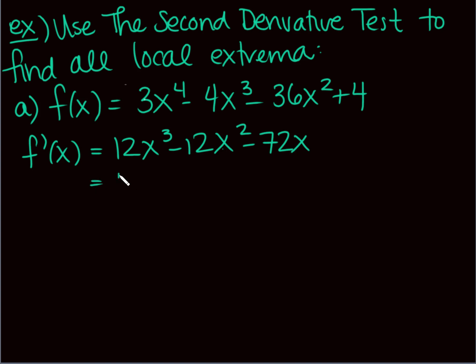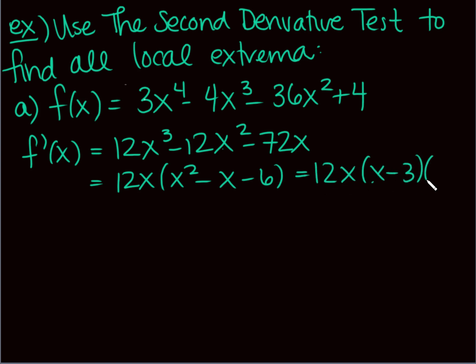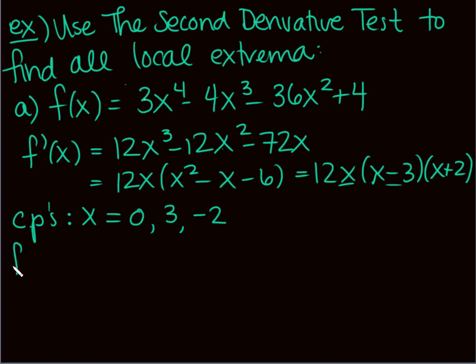So if we simplify this a little bit, I'm going to take a 12x out. I'm left with x squared minus x minus 6, I believe. So I have 12x times x minus 3 times x minus 2. Nope, plus 2. I got it. Plus 2. So what are my critical points? My possible values for extrema are x equals 0, 3, and negative 2. Okay. So now that I have my critical points, I take the second derivative.